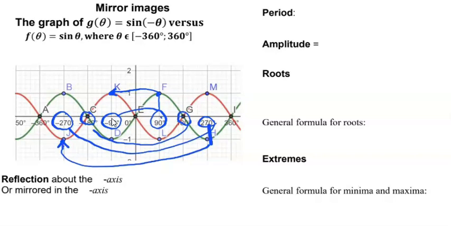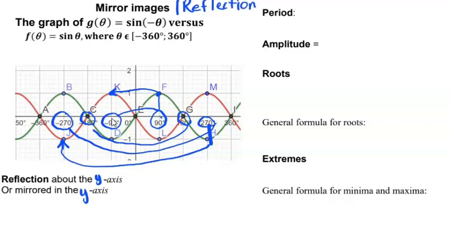So in this case, it doesn't matter whether I start at the negative side or the positive side. What I see is that what happens on the left-hand side repeats on the right-hand side and vice versa. So in this case, I have a reflection about the y-axis, or it is mirrored in the y-axis. Mirror images or reflections is another word for mirroring.